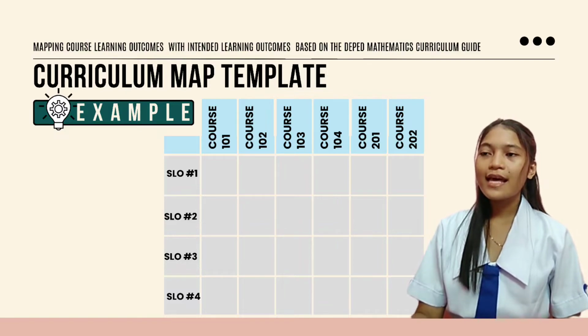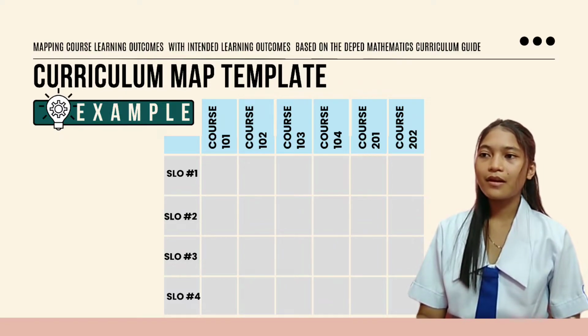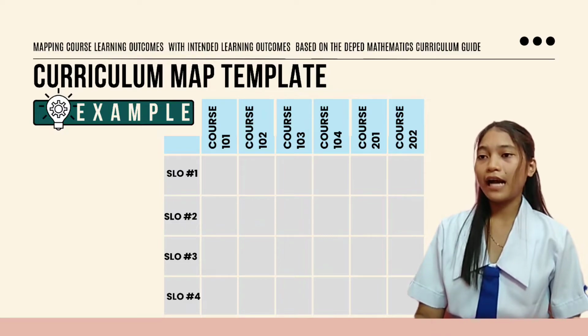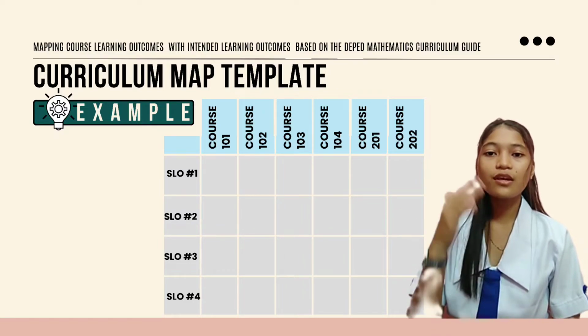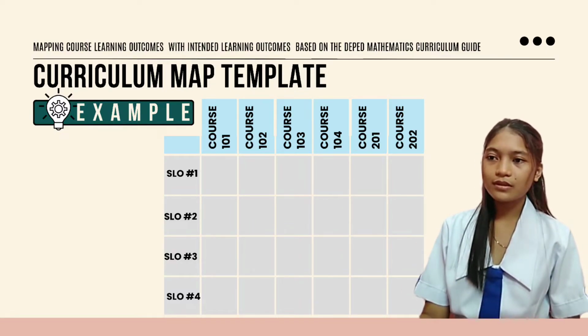So this one is an example template and how you will make a curriculum map. Looking at the left side of the table, where we can see the SLO or the student learning outcomes, which will correspond to the upper part of the table, which are the specific courses. Let's say for example, calculus.